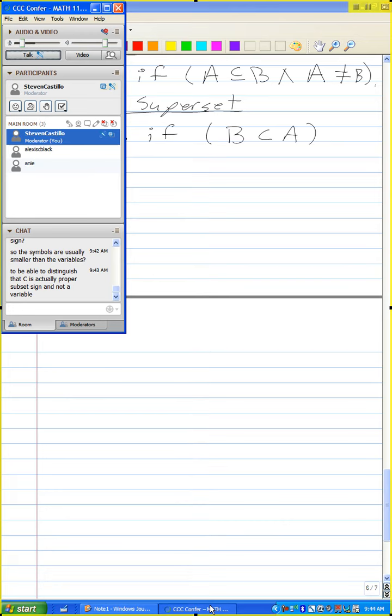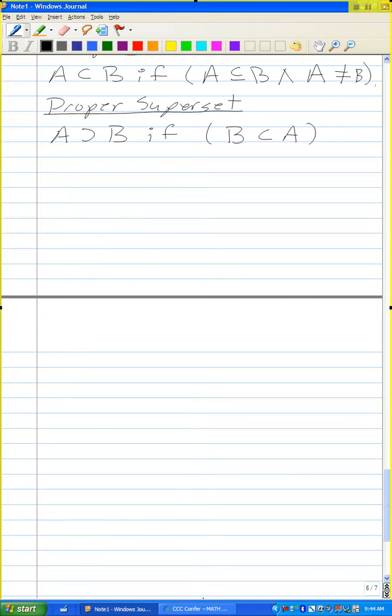To distinguish that C is actually a proper subset, not a variable. Right. So usually when we write sets, we write them as capital letters, and the variables are usually lowercase. That's a usual way in our notation that we put things. Okay.